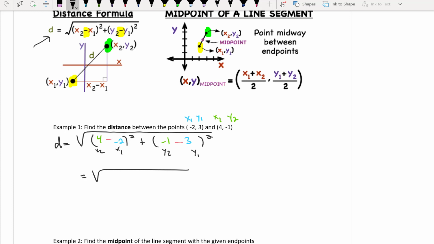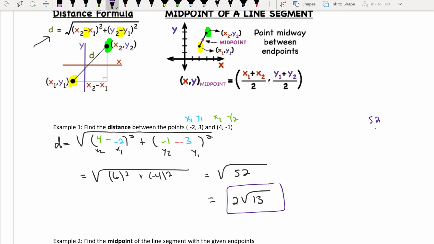So let's think about this. I'm going to have inside my parentheses 4 minus -2, which turns into a positive. So this is now 6 squared plus, and you're also going to have a -1 minus 3, and that becomes a -4, but you're going to square it, so it's going to become positive anyways. So you're going to have 6 squared, which is 36, plus your -4 squared, which is a 16. So 36 plus 16 is equal to a 52. And if you really want to simplify it, this can be a 2 square root 13 as your final answer.